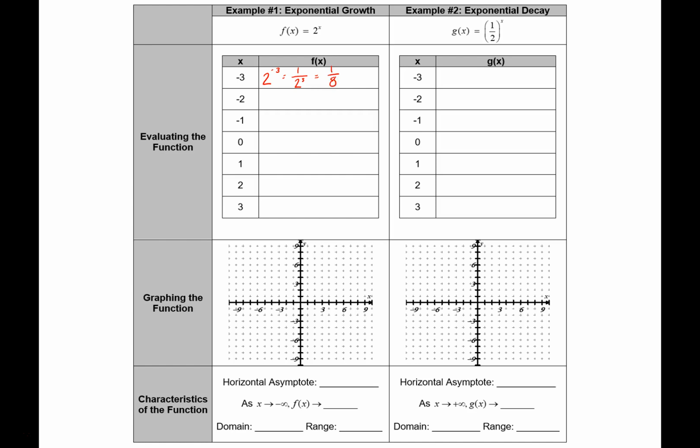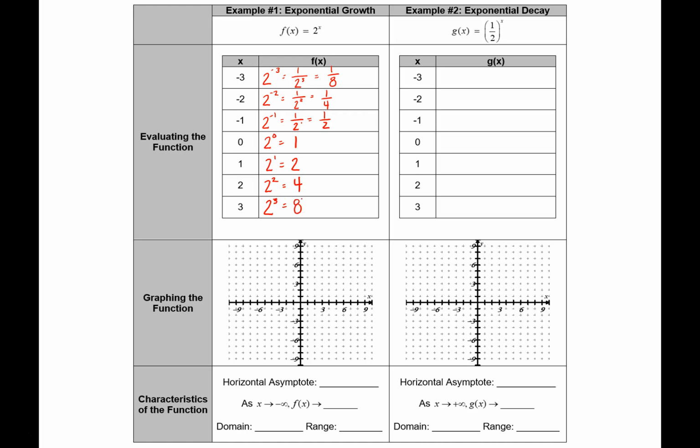1/8 once we simplify that expression. If we plug in -2 as the x, that would be 1/2 squared when we flip it, or 1/4. When we plug in -1, it would be 1/2 to the first power, or 1/2. When we plug in 0, any base raised to the 0 power is just 1. We can plug in 1, we can plug in 2, and we can plug in 3.